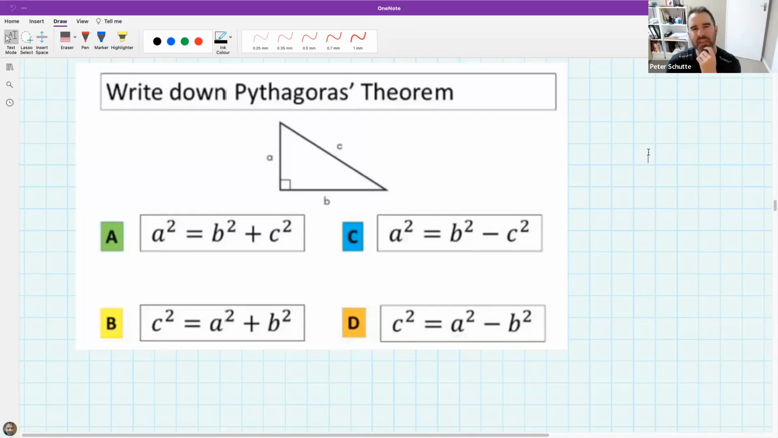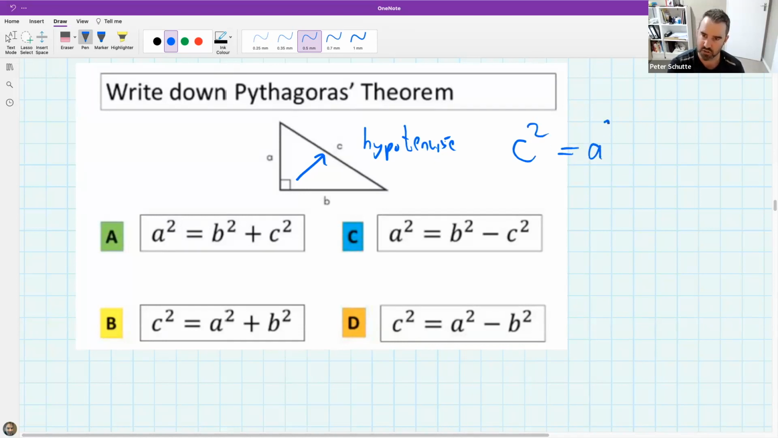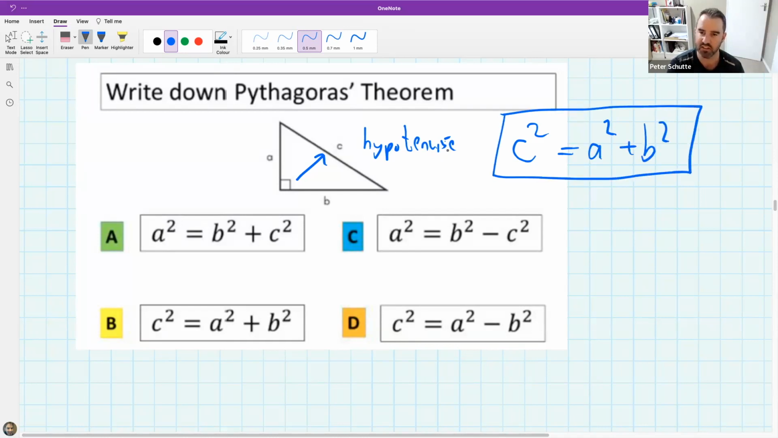What does Pythagoras' theorem really say? Maybe somebody can come online and tell us. I know the side opposite the right angle is important. We call that the hypotenuse. So when we do Pythagoras, we know that the hypotenuse squared, in this case c squared, should be equal to the other two sides when they're squared and then added together. So c squared equals a squared plus b squared.